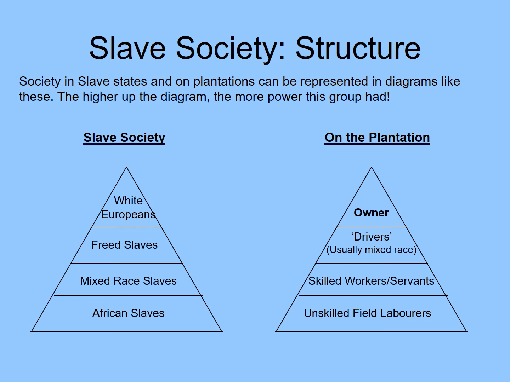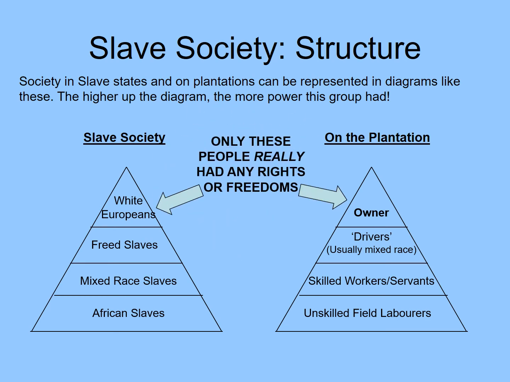What I must stress to you, though, is that it's only the people at the very top, the white Europeans, who had any real rights or freedoms at all.